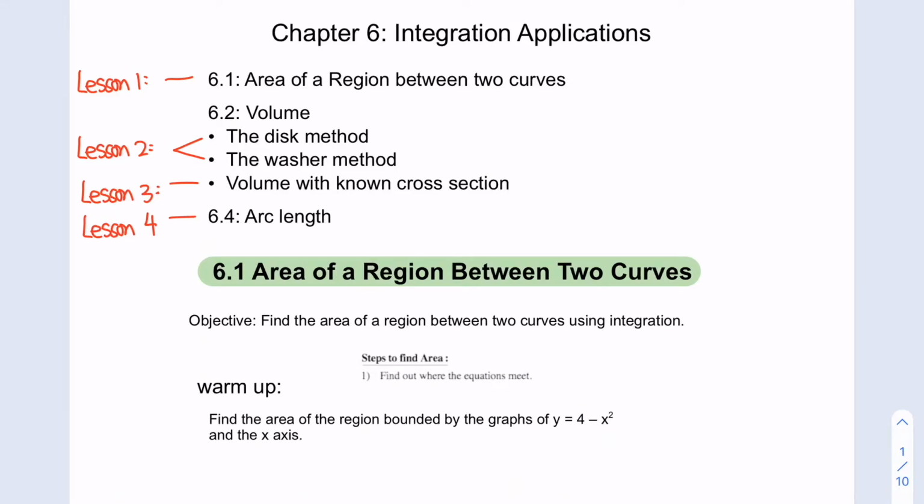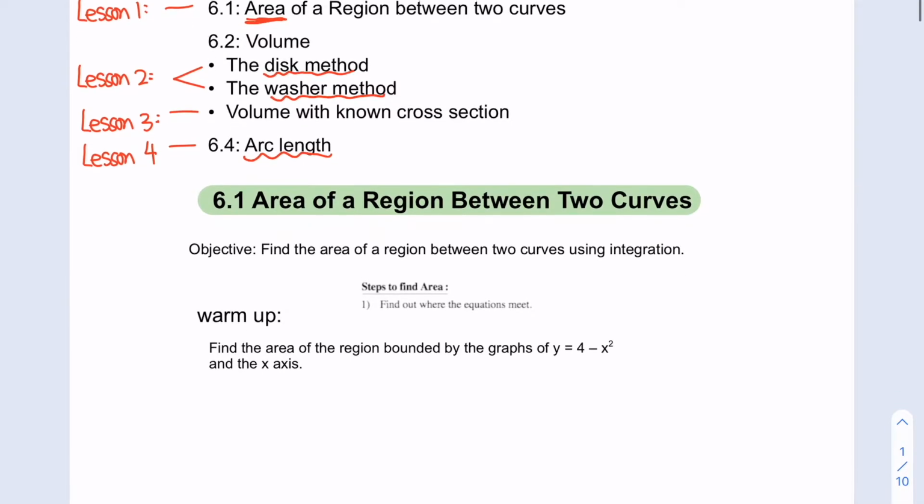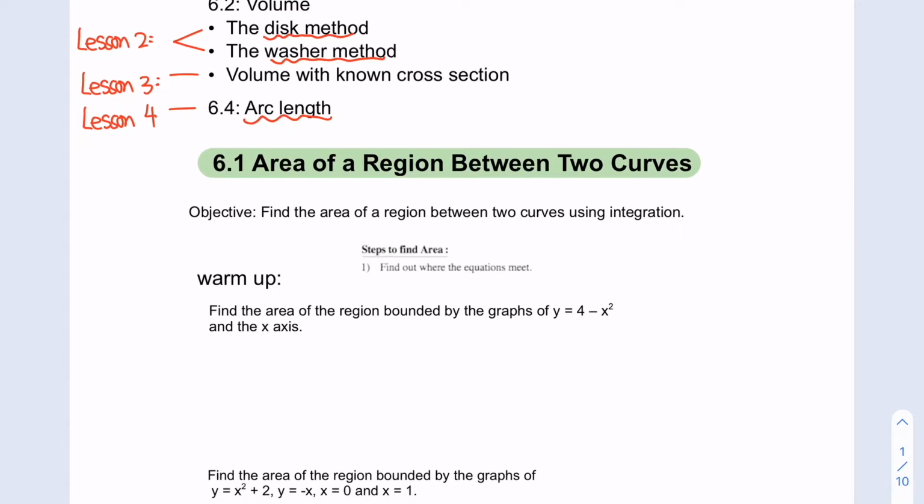Today we are going to start Chapter 6, Integration Applications. In this chapter we have 4 lessons. Today we are going to go over 6.1, Area of a region between two curves. So as we learned before, let's go over some warm-up problems.